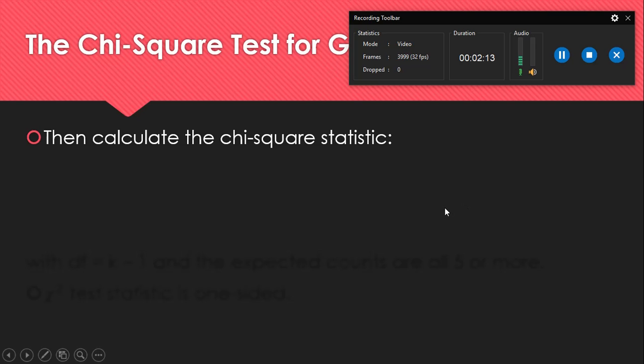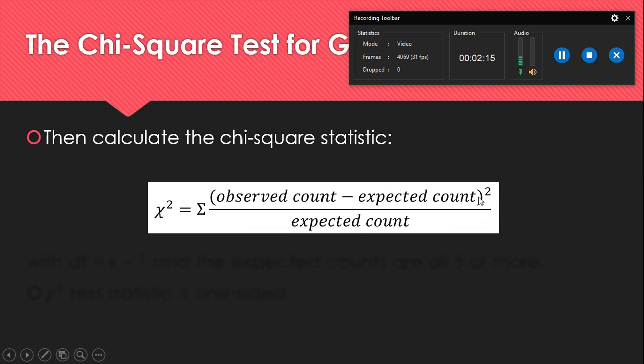We'll calculate the chi-square statistic the same exact way we've done when we've had an R by C table. So it'll still be observed minus expected squared all over the expected count.